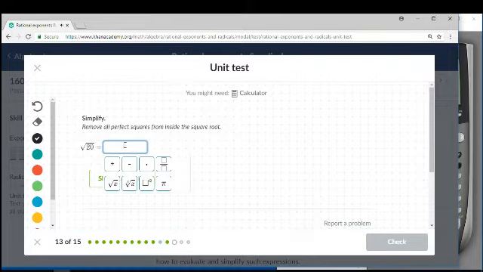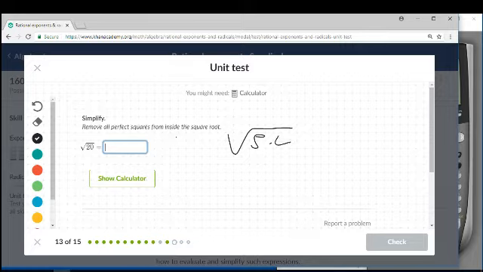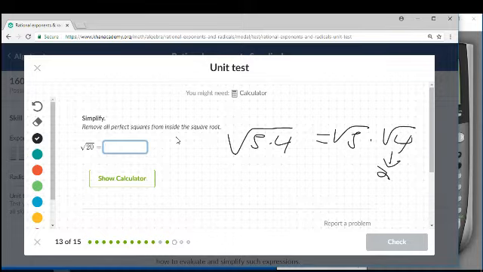The square root of 20 is going to be square root of 5 times 4, which is square root of 5 times square root of 4. Square root of 4 is 2, so this is going to be 2 root 5.